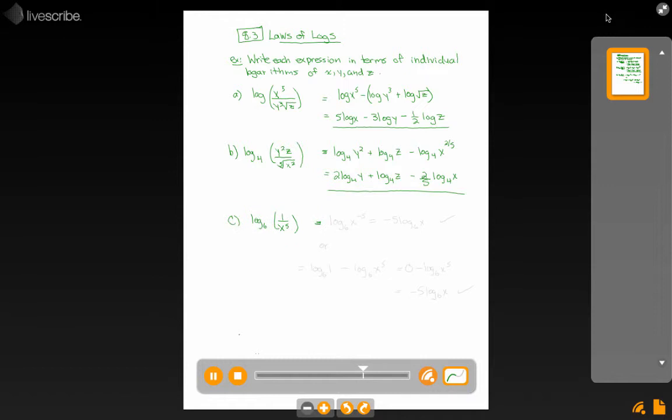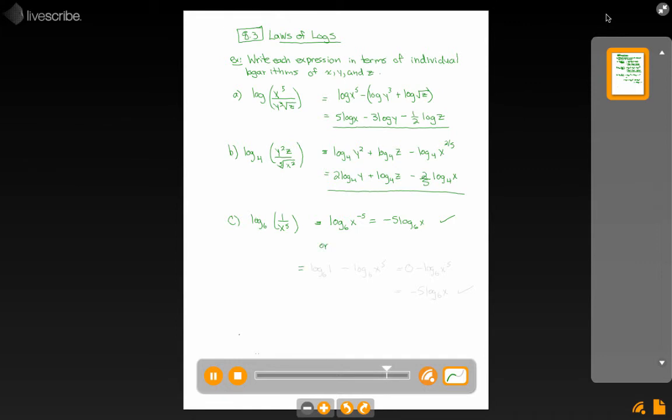The last one, in a way, is simpler than the first two in that there's only a single x to the fifth term inside the brackets here. I just wanted to show you that you could go about this one in two different ways and still get the right answer. You could say that this is log base 6 of x to the -5, which is then going to be -5 log base 6 of x, and that would be correct interpretation of your rules.